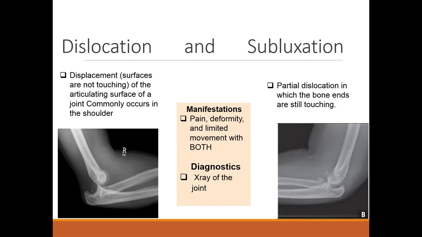A subluxation, so think of sub as partial. This is a partial dislocation, but there is still a connection or a touching of the bone ends. So we do see those kind of partially still touching. Manifestations of dislocation and subluxation, again, you're dealing with the joint and the bone ends. Here, there's pain and deformity and limited movement with both of these. And because we're looking specifically at the joint or the bone itself and not the soft tissues, in this case, an x-ray would be the most helpful in diagnosis.